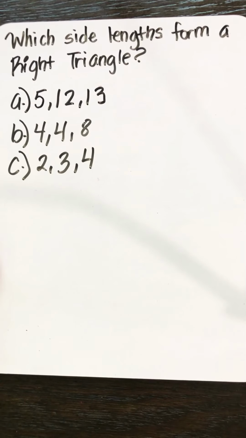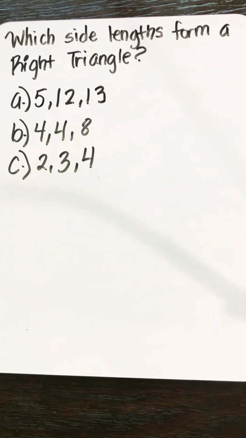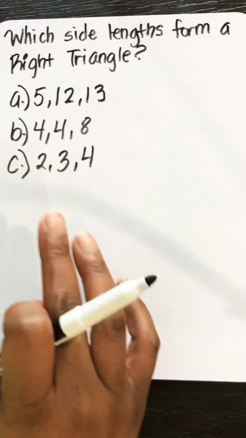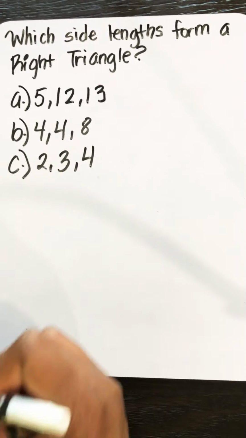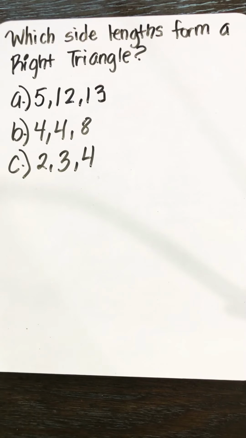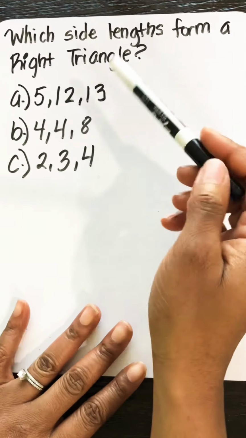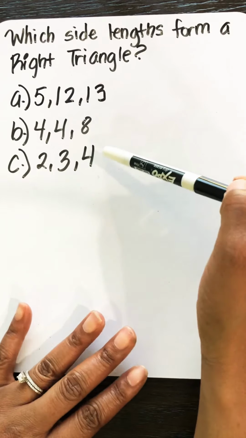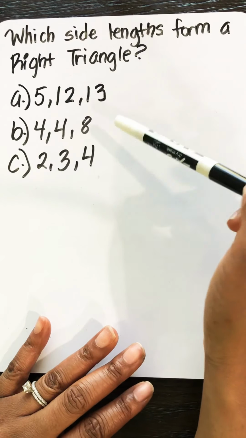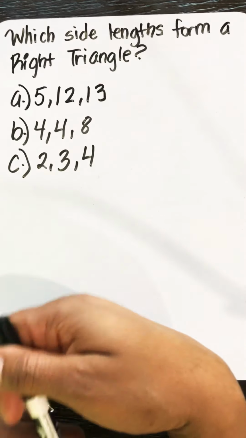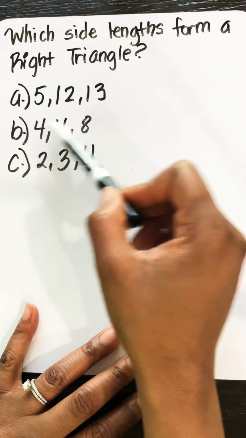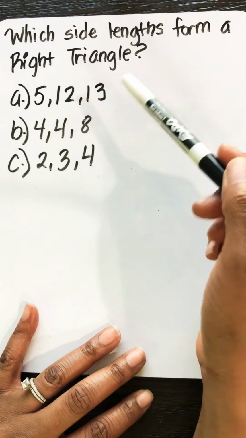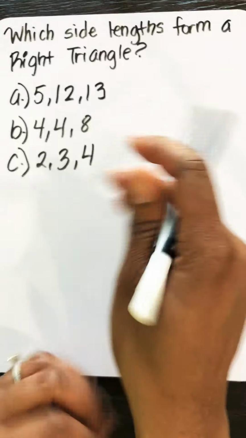Hey guys, so I'm going to do an example that is directly from Khan Academy, just so that you all know how to do problems like this. So this question is asking which side lengths form a right triangle. A, B, and C are all three the lengths of the sides of a triangle. They're saying if these were the lengths of the sides of each of my triangles, which of them would be an actual right triangle?